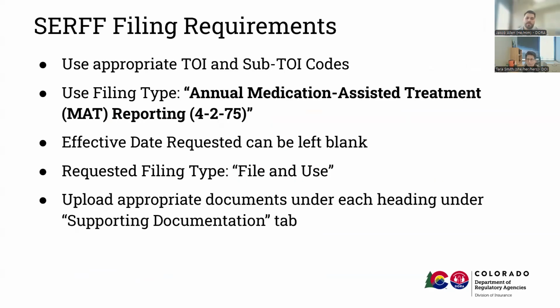So SURF, as you all are probably familiar, is going to follow standard protocol. You're going to use your appropriate TOI and sub-TOI codes. You're going to specifically use the filing type listed here, annual medication assisted treatment, MAT, reporting 4275. You can leave the effective date blank. Filing type is file and use, and then be sure to upload any supporting documentation to the relevant headings within the supporting documentation tab in SURF.